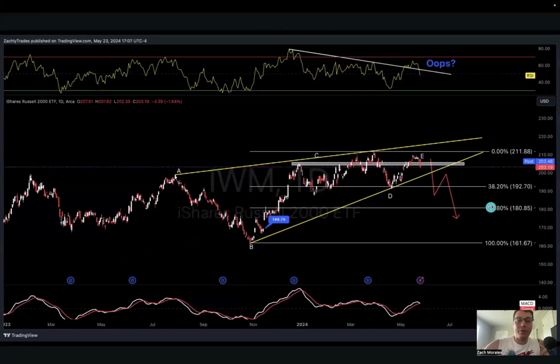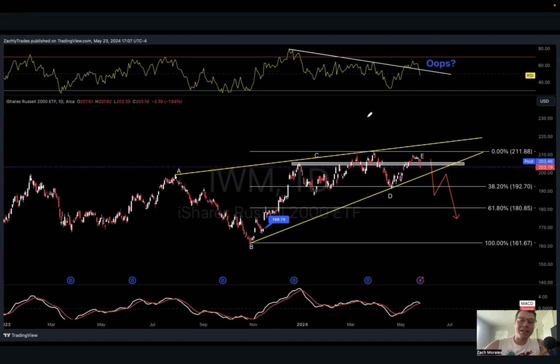Now, IWM, if you're a bear, I think the small caps are really where you want to be paying attention. Now, this scenario doesn't have to play out. I have a bullish scenario outlined and a bearish scenario outlined. I just want to show you guys the bearish scenario that I posted for the Discord members about a week or two ago.